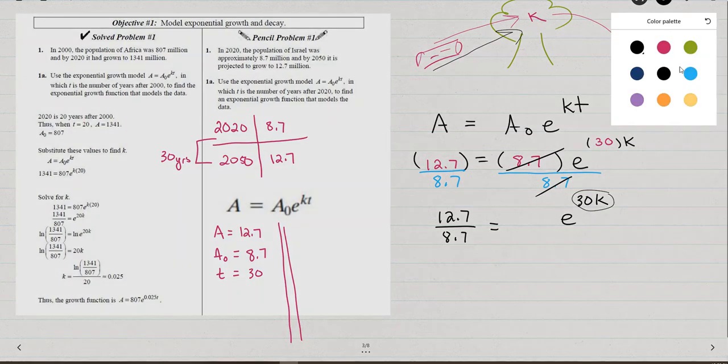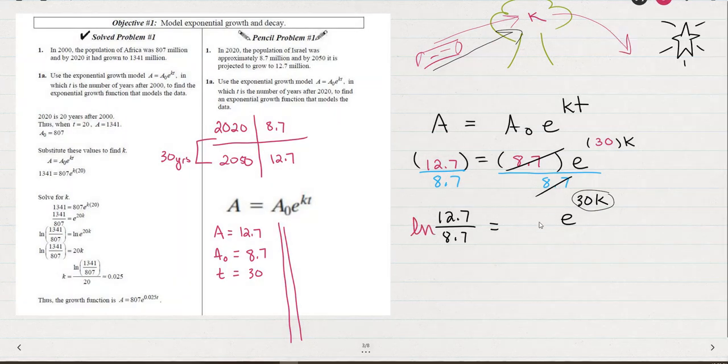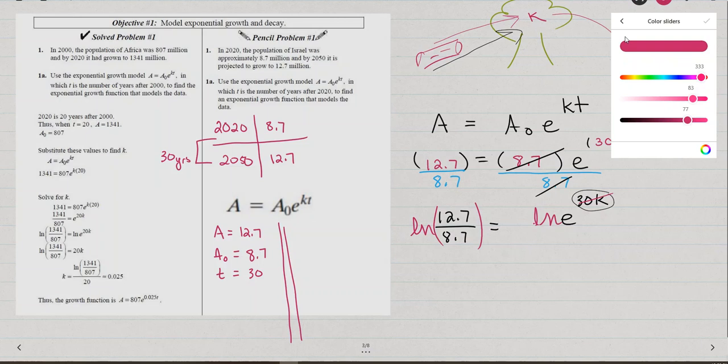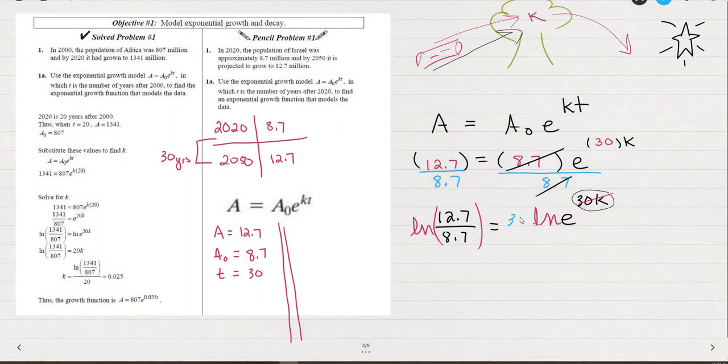And here's what it would look like if I take the log. In this case, I'm going to use the natural log, that's just log base e. When I take the natural log of both sides, this 30k will fall down, so it comes down in front. And then the natural log of e is just 1. So I have the natural log of 12.7 divided by 8.7 is equivalent to 30k.